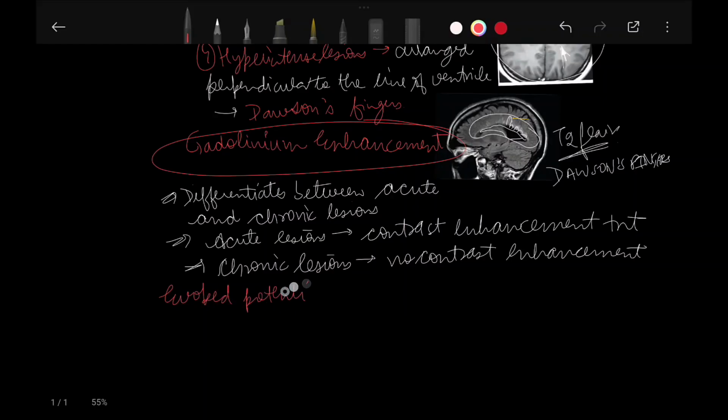Evoked potentials. Now, how to remember whether contrast enhancement is present in acute or chronic lesions? Since in chronic lesions, C is present, the presence of contrast will follow an inverse law. Chronic lesions, there will be no contrast because the C is present at front. In acute lesions, contrast enhancement will be there since there is no C in the front.